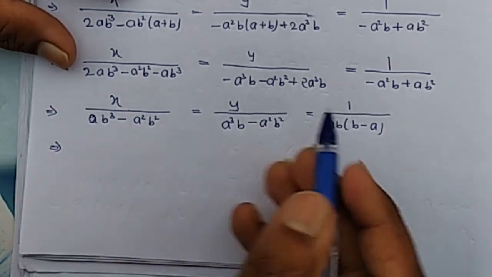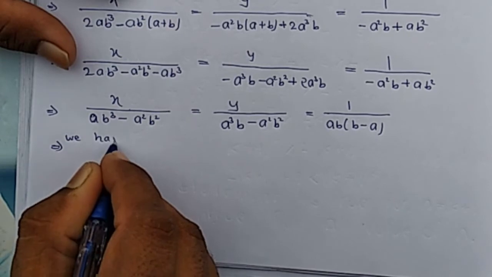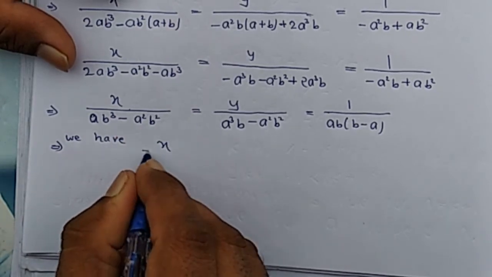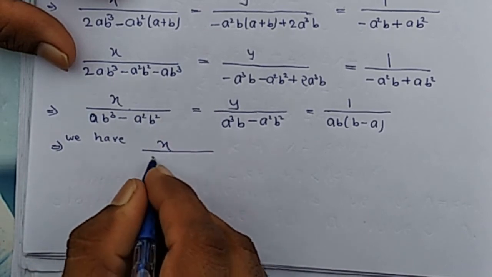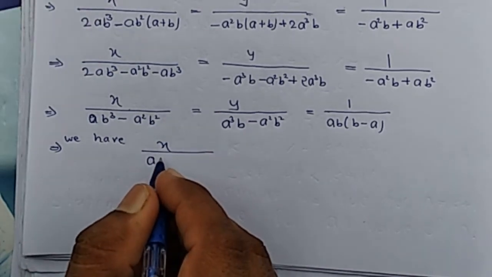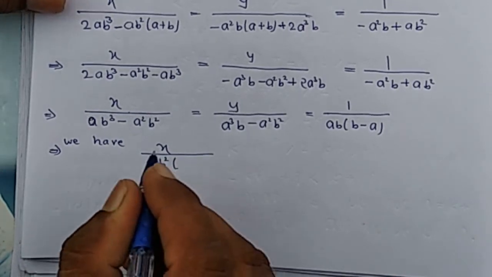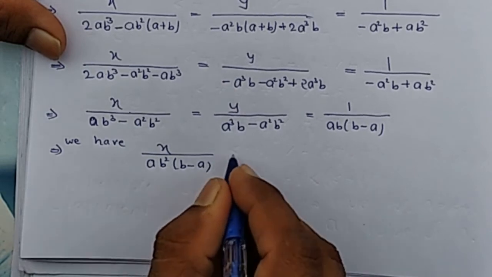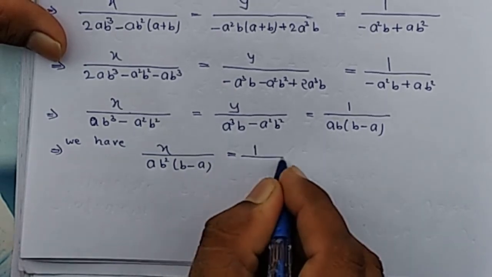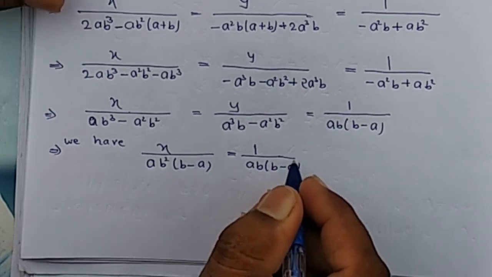Now we have x by ab cube, we can take a b square common, then b minus a equal 1 by ab b minus a.